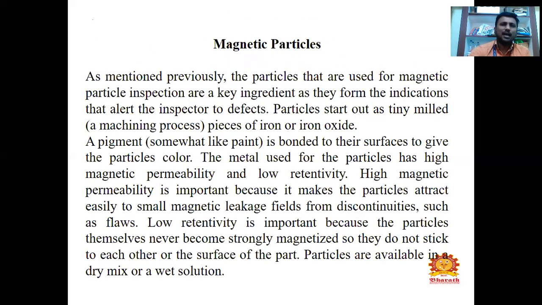Now we see about magnetic particles. As mentioned previously, the particles used for magnetic particle inspection are a key ingredient, as they form the indication that alerts the inspector to defects. Particles start out as tiny pieces of iron or iron oxide, produced by a machining process.